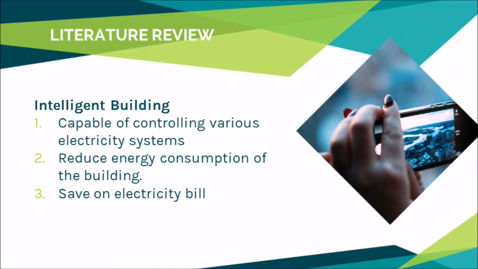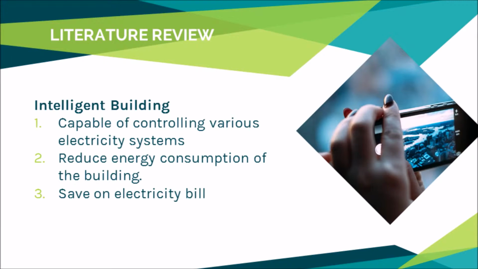The IoT in university environment also includes intelligent building. The smart system installed in the building is capable of controlling various systems such as air conditioning, lighting system, and others. By doing so, it reduces energy consumption of the buildings and saves on electricity bill.